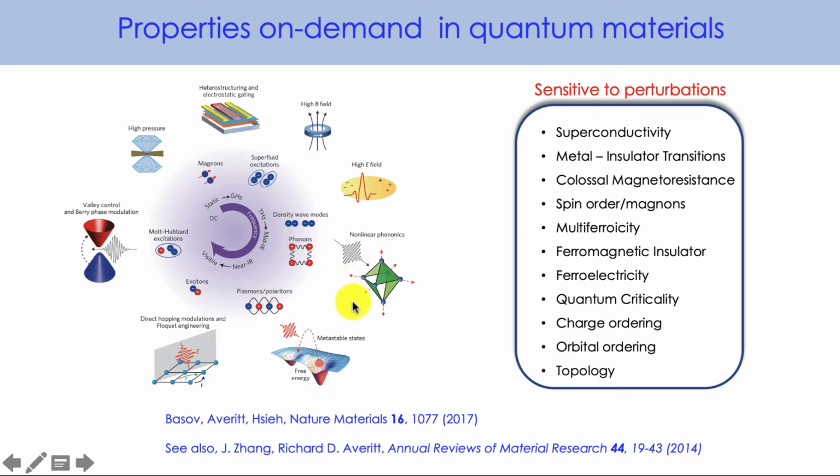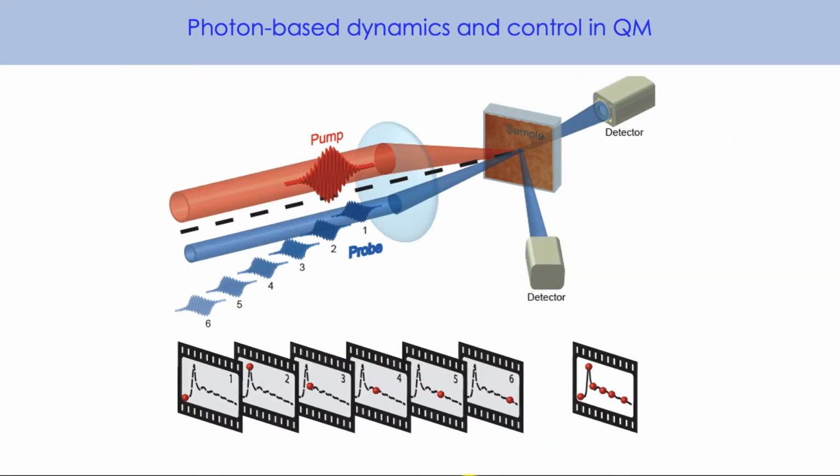You can learn a little bit more about that in these papers here, but what I said is I'm going to focus on how we do this with light for the most part. This brings us to this idea of photon-based dynamics and control in quantum materials. And the idea is quite simple. We take some short femtosecond pulse lasers. I'll tell you a little bit more about that in a second.